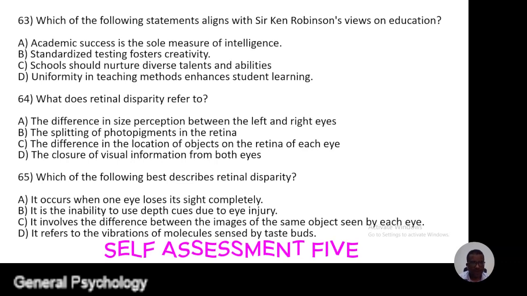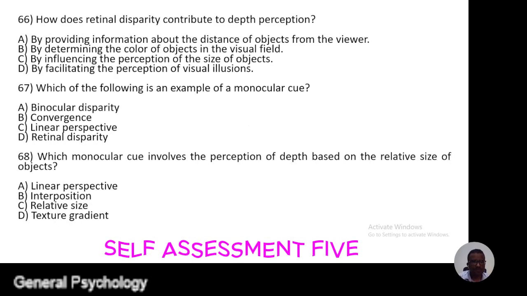Question 65. Which of the following best describes retinal disparity? A. It occurs when one eye loses its sight completely. B. It is the inability to use depth cues due to eye injury. C. It involves the difference between the images of the same object seen by each eye. D. It refers to the variation of molecules sensed by taste buds.